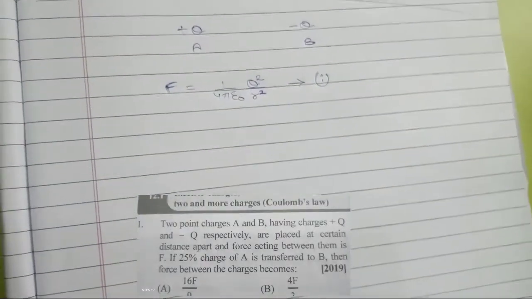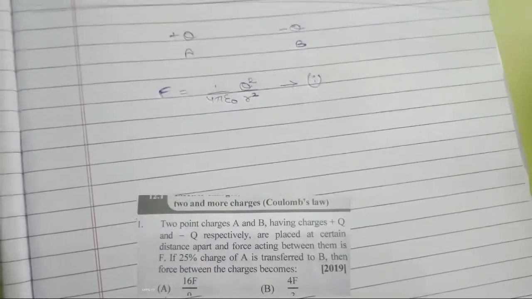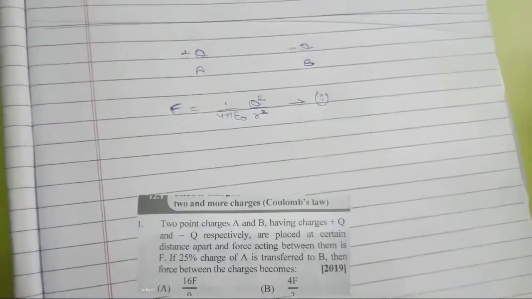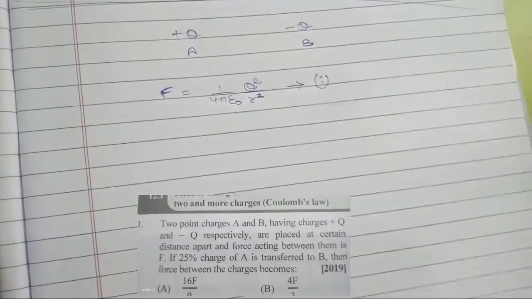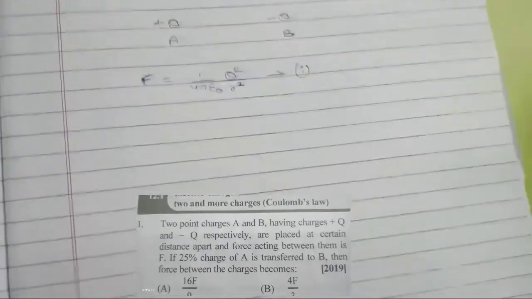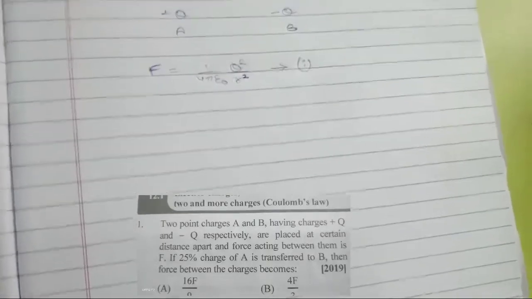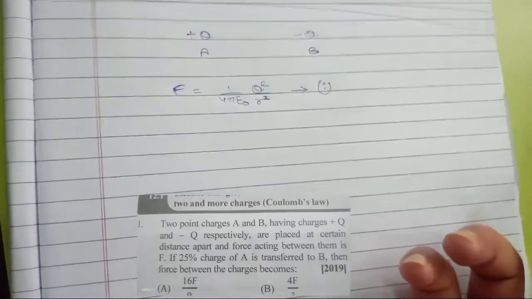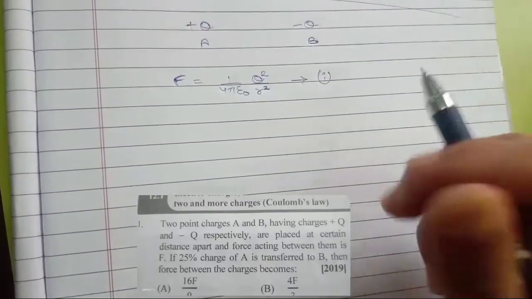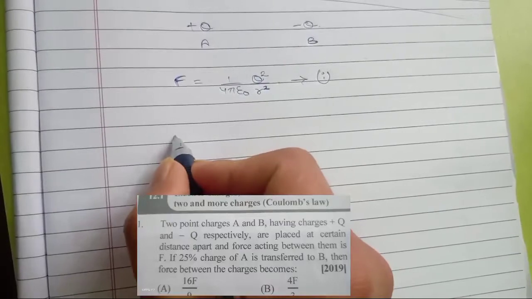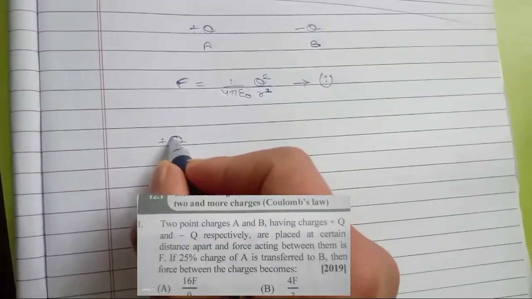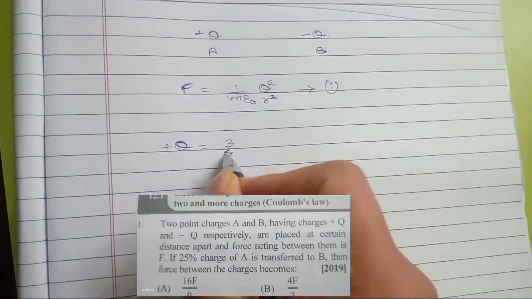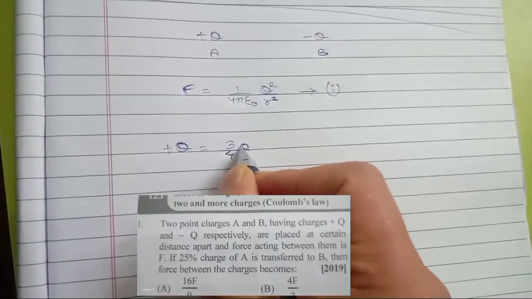Next, we are told that 25% of the charge of A is transferred to B, then the force between the charges becomes, and they have asked us a question. So if 25% of charge is transferred from A to B, that is, from the positive charge, the charge on plus Q becomes 3 by 4 of the normal charge.